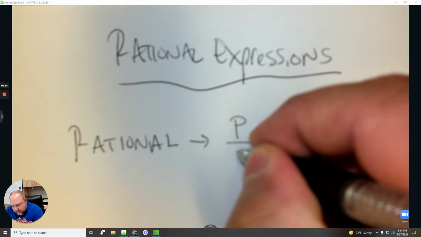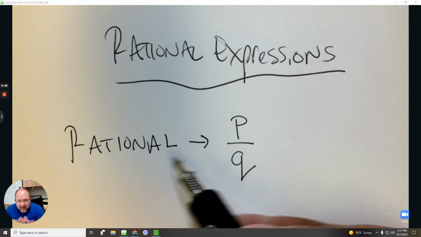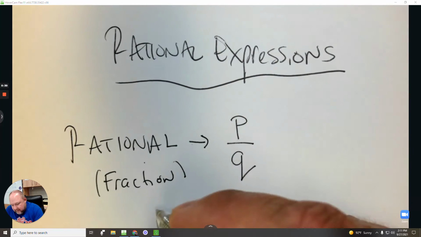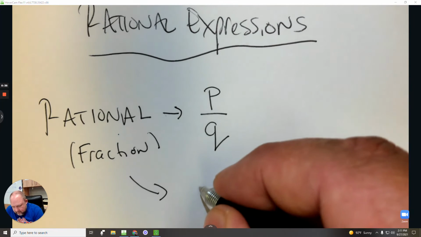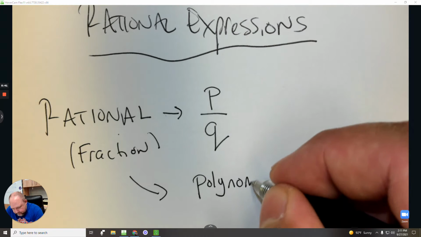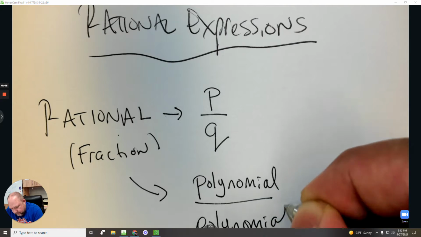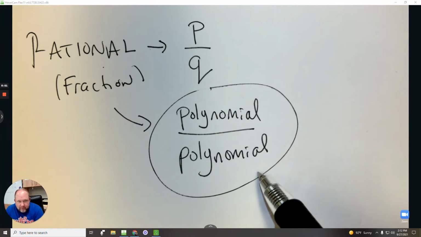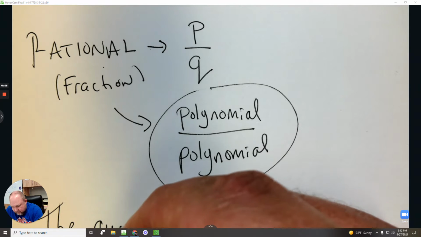Now, I want to know if you remember this from the rational zero theorem, where we want P over Q. A rational, the word I really want you to think of is the word fraction. And if I connect rational correctly to what we've been doing, a rational is the quotient of a polynomial and another polynomial. So when I have a polynomial divided by a polynomial, that is what a rational is. So the quotient of two polynomials is a rational.